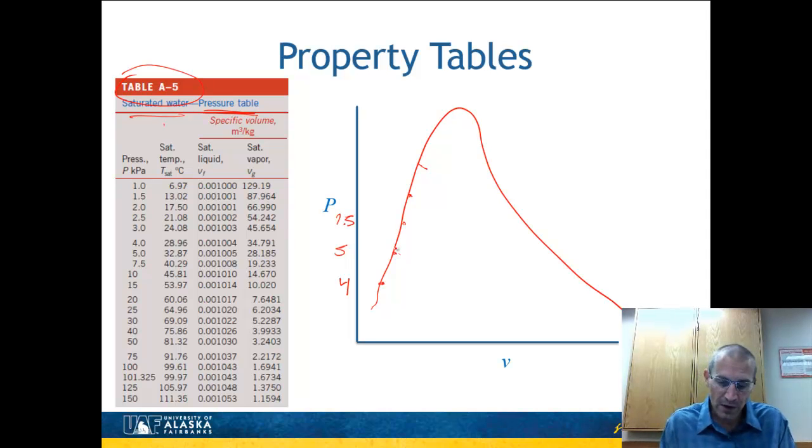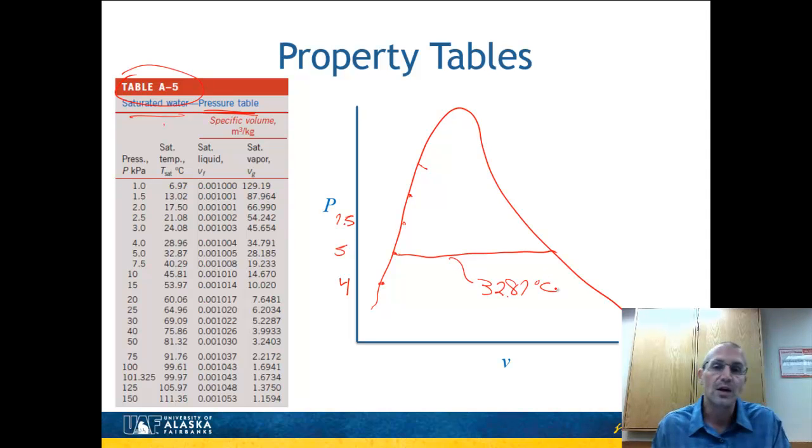The next line over is the value of the isotherm that's moving through. So at 5 kilopascals, my isotherm value is 32.87 degrees Celsius. And again, I'm given values of V sub F and values of V sub G for all of these pairs. So this table gives me information of the value that's on that line. Now it's very similar to table A4, it's just the values are at different locations.